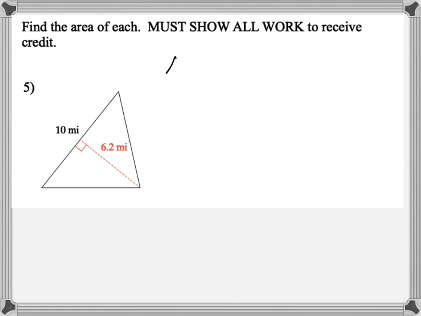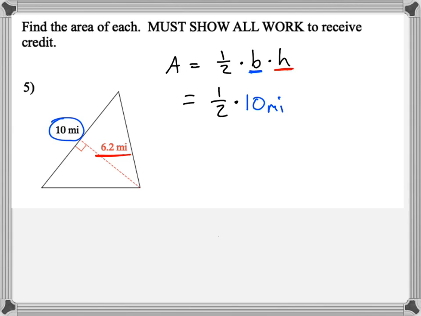So we need to show all our work. So area is 1/2 times the base times the height. My base I'm going to show in blue, and that is this guy. My height is already in red, so I'm going to leave it in red. So showing my work, we have A equals 1/2 times my base of 10 miles times my height of 6.2 miles.